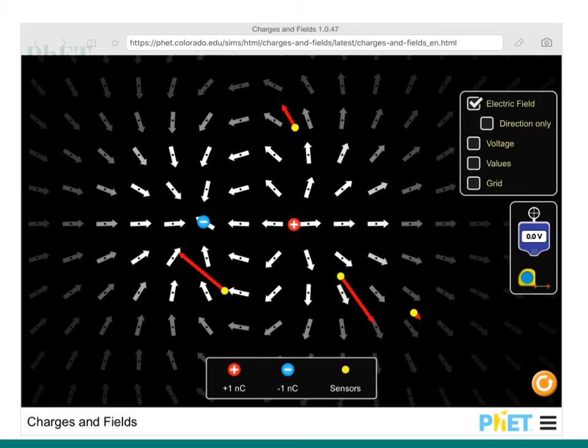But I can see that change over here on this side. Here, where it's closer to the negative, the negative is pulling more than the positive is pushing. So the net force is towards the negative. And as I get closer to the negative, that's even more true.